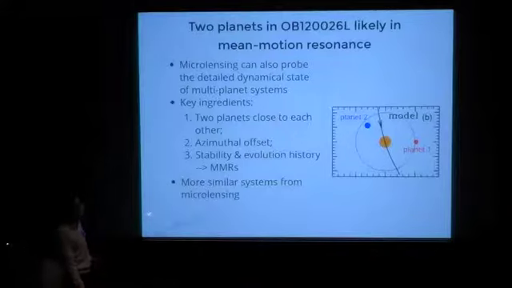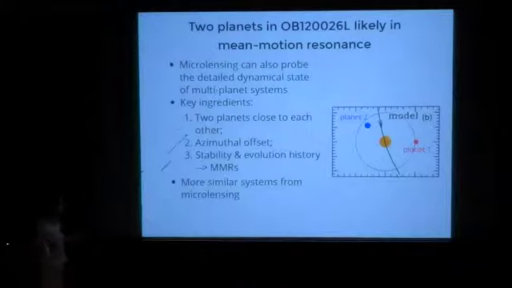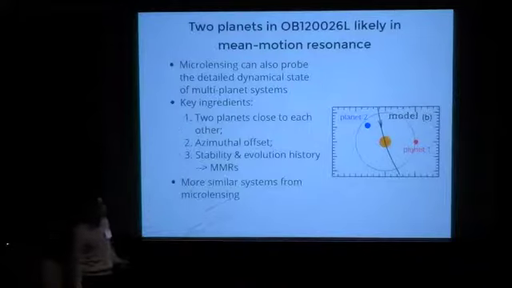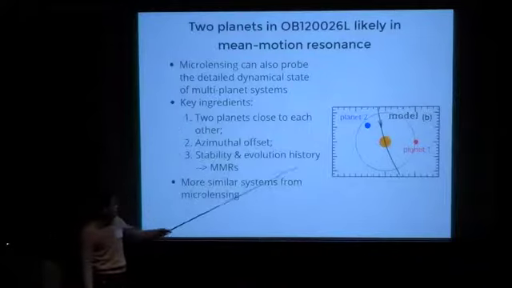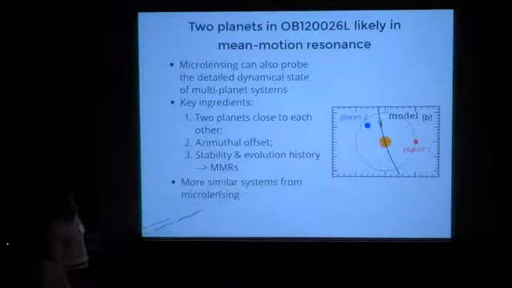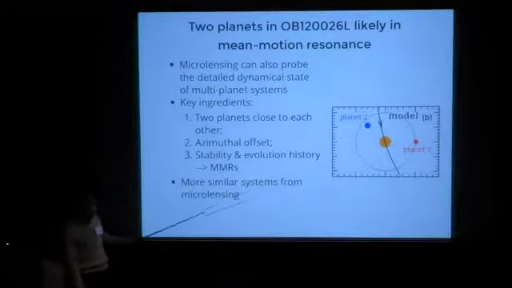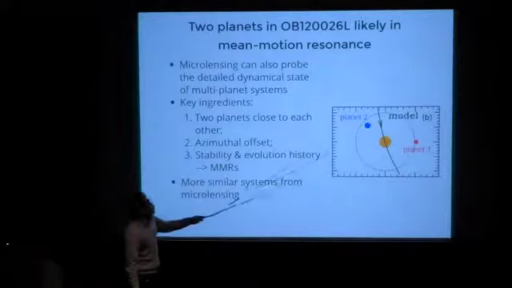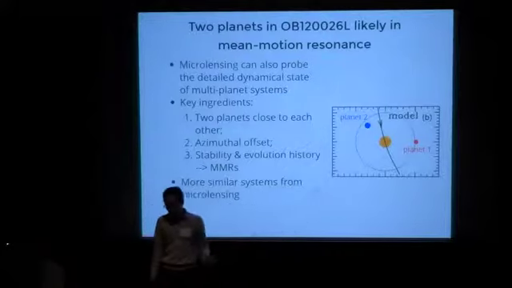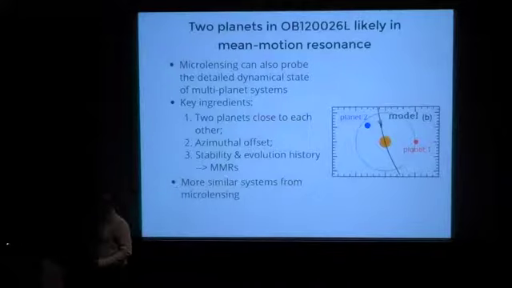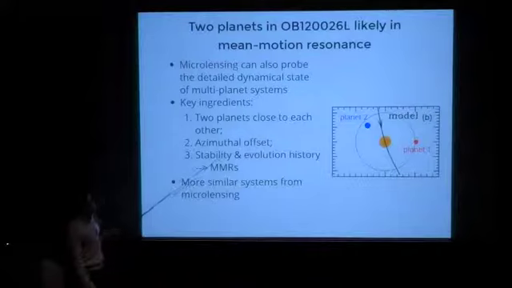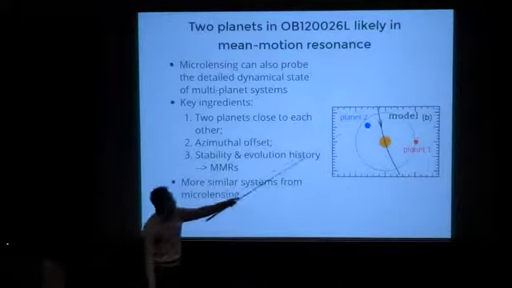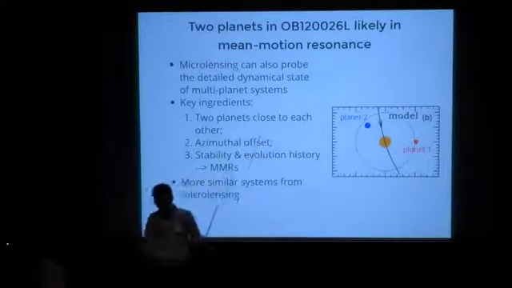The key ingredients are, first, the two planets are very close to each other, and second, they have some azimuthal offset. Now, there are more systems. We should have more similar systems from microlensing, because we probe planets very close to the Einstein ring. From observations and simulations, we don't seem to have a preference on this azimuthal angle, or this angle phi here.